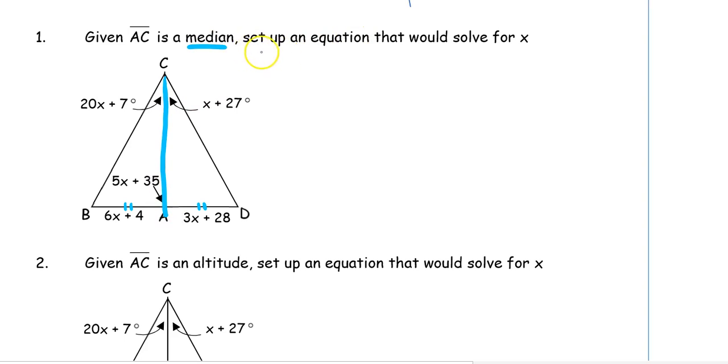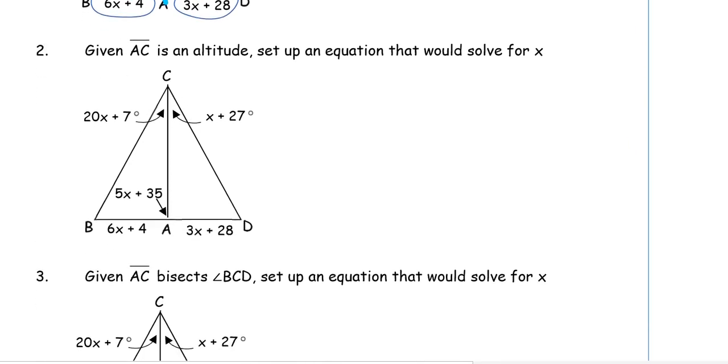We're not going to solve for X. We just want to set up an equation that would solve for X. So since A is the midpoint, I know these two segments are congruent. If I were to solve, I would set 6x plus 4 equal to 3x plus 28, using that median relationship of the midpoint.